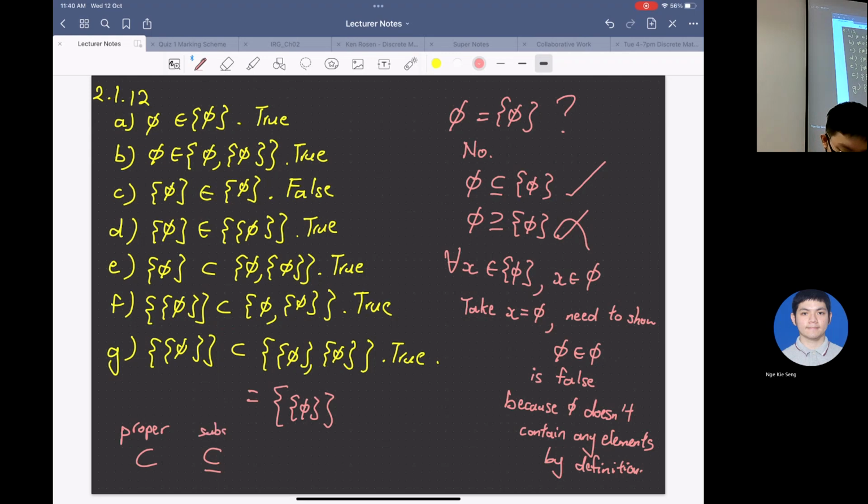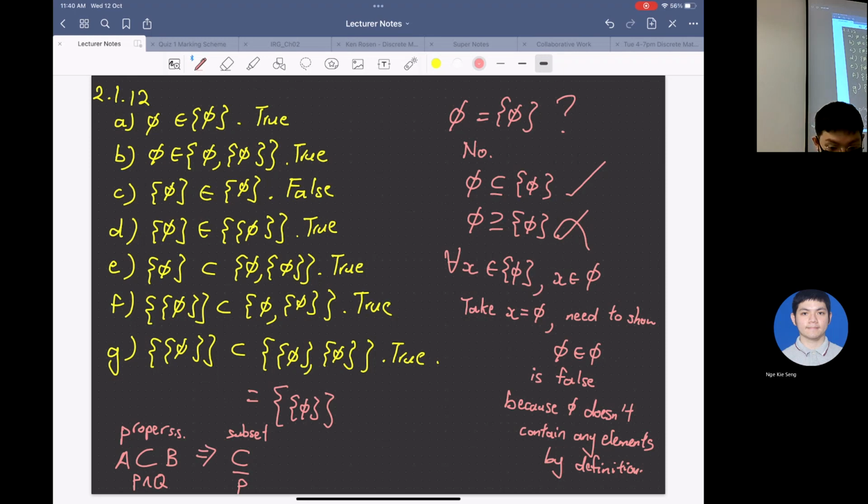Subset. Subset only has one condition. Proper subset has two conditions. You need to show, okay, that means you need to show something in B which is not in A. So if you remember the predicate logic, proper subset implies subset.